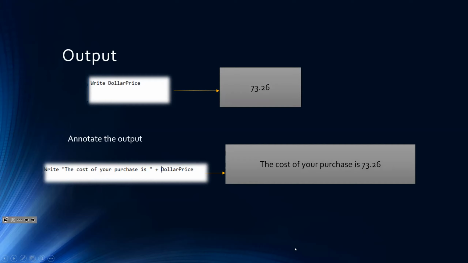So that plus sign there, when we're working with this string and this dollar amount, puts the two strings together. So our output is going to end up being the cost of your purchase is 7326. So when I'm working with strings, the plus adds the strings together. And that's called concatenation, when I'm concatenating different things that are strings. So we're going to annotate our output and make it all pretty.